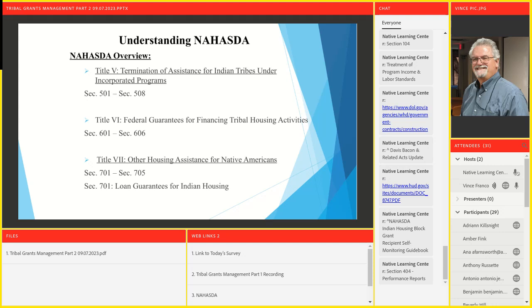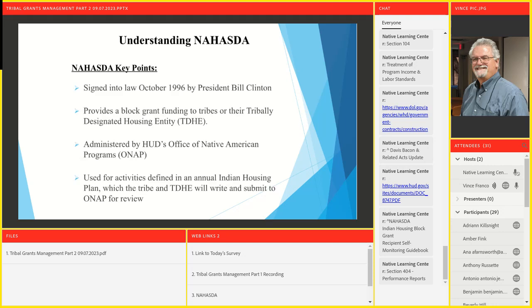What's missing here is Title 8. I don't know if we have anyone in the audience from Hawaii, but Title 8 applies to housing assistance for Native Americans in Hawaii, for Native Hawaiians. So those are the 8 sections overview of NAHASDA. This slide, finally we move on.